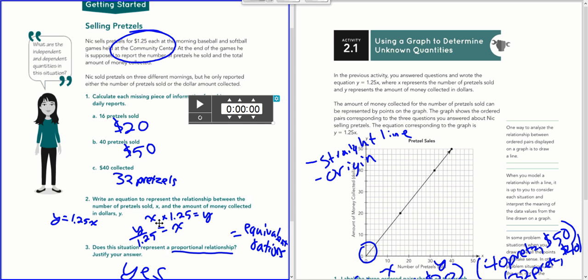So basically what we're doing is we're taking the number of pretzels sold and multiplying it by $1.25, and that would give us how much money we made. Or we could take the amount of money we made divided by $1.25, and that would give us the number of pretzels sold. So we could do y equals 1.25x, just to kind of clean it up and make it look like what you'll be doing in algebra later on.